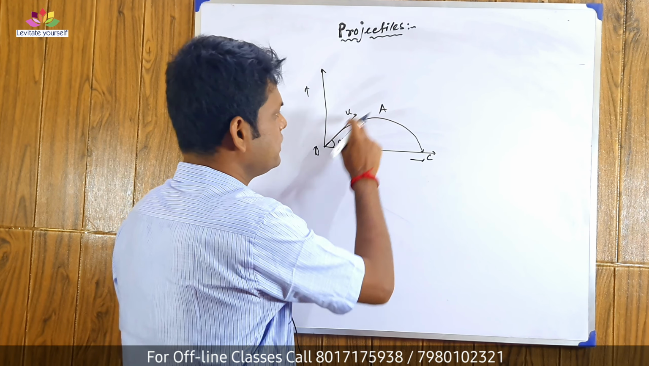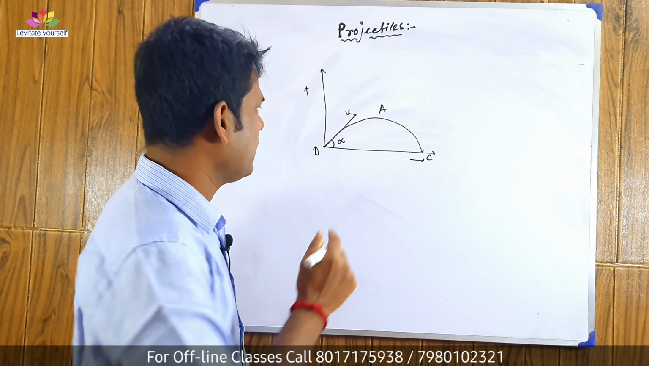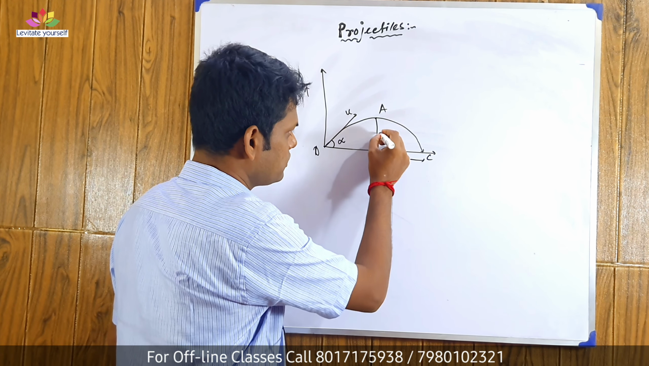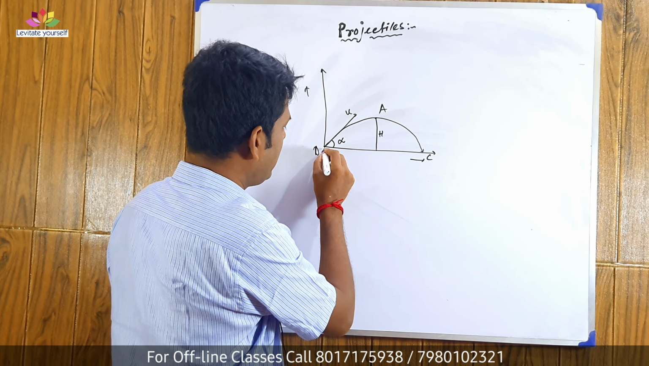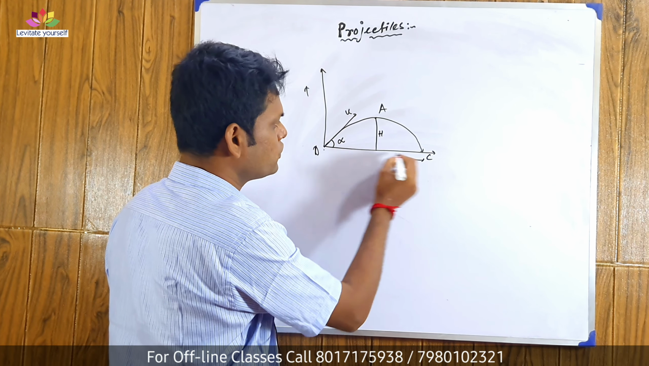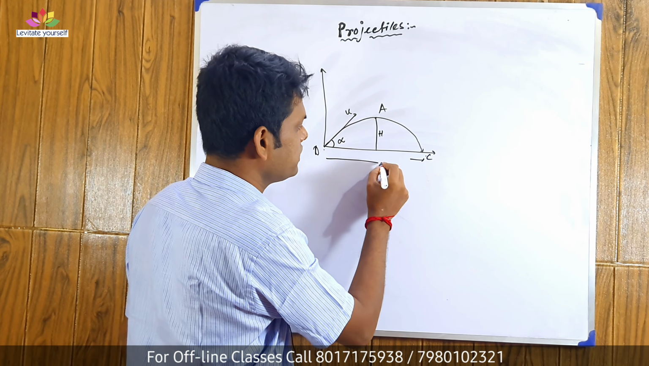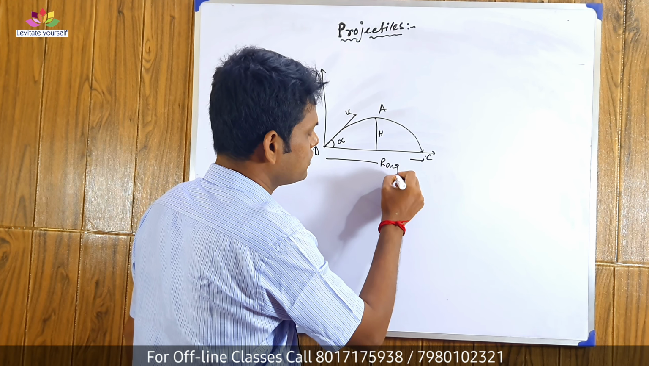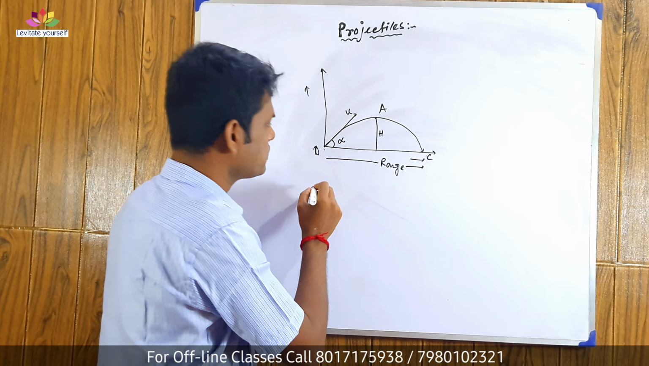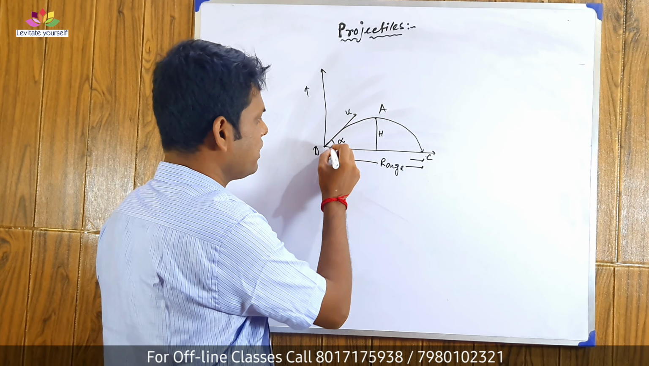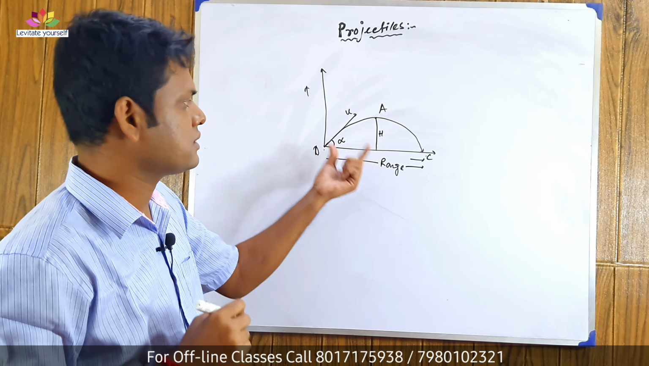This path, AOAC, is called the projectile path. This height is called the maximum height, and the distance from the origin O to C is called the range. So OC is equal to the range, and u is the initial velocity at a certain angle alpha with the horizontal axis.